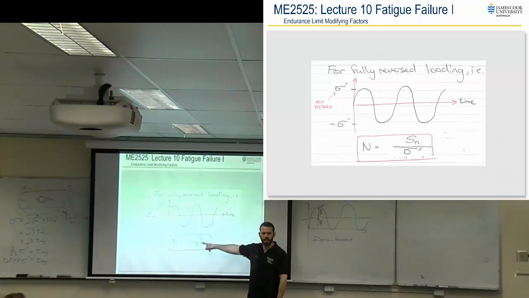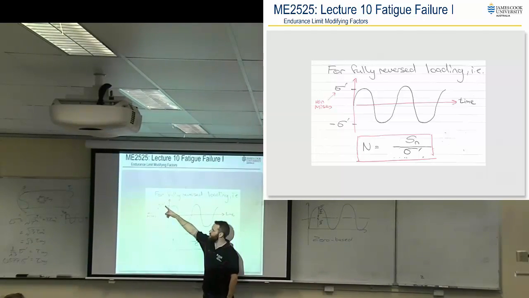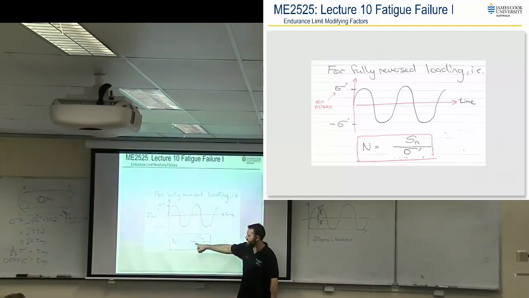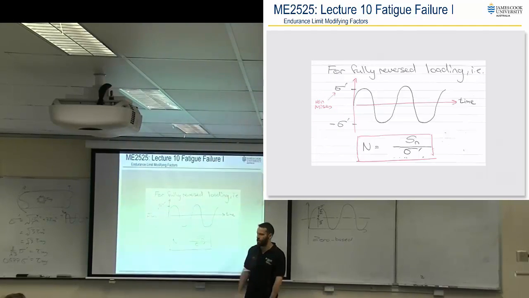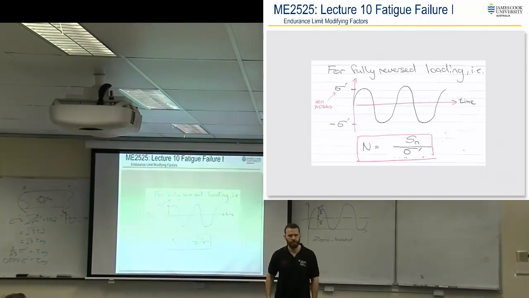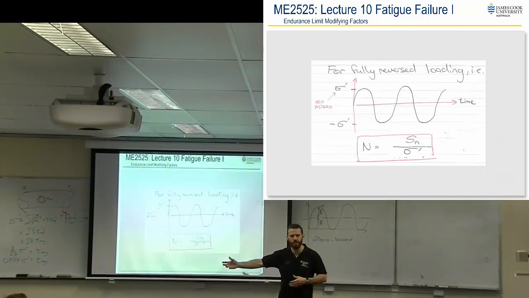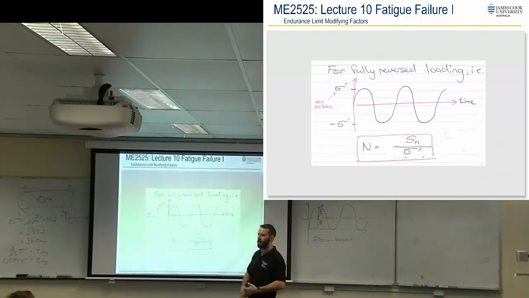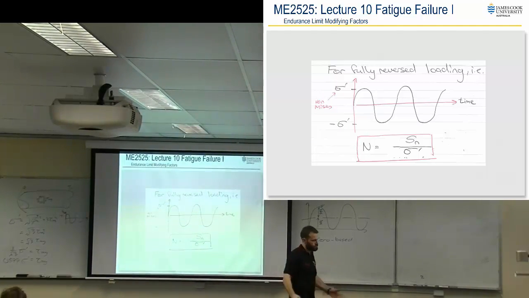And then we have an SN, and we just use it. If we have fully reversed loading, between positive von Mises and negative von Mises, then our factor of safety is just SN divided by von Mises. So it's identical to our yield equation, except we're using SN and repeating von Mises rather than SY and a static von Mises. Easy enough? We'll do more complicated stuff, obviously, but I'll talk about all this in the next tutorial.